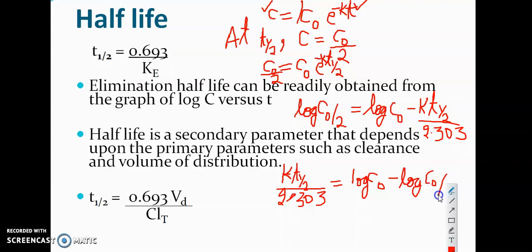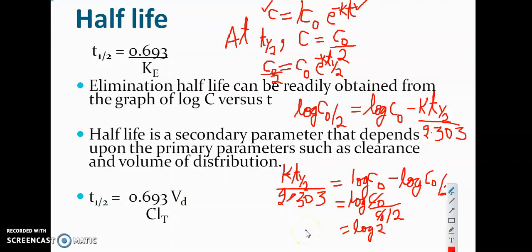And we know that if we have log A minus log B, then we can write this as log A upon B. Similarly, I can represent this by log C0 upon C0 by 2. Now C0 is common in both numerator and denominator, so it will get cancelled out, and since 2 is in the denominator, it will come up, and the equation will become: log 2 will be there on this side.